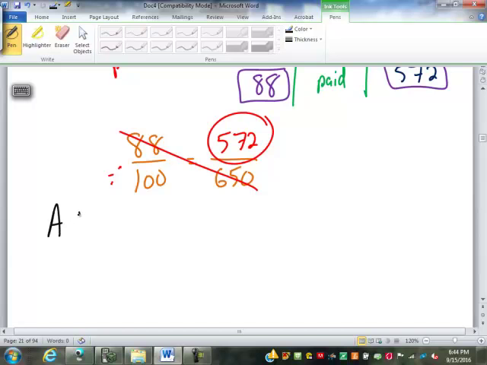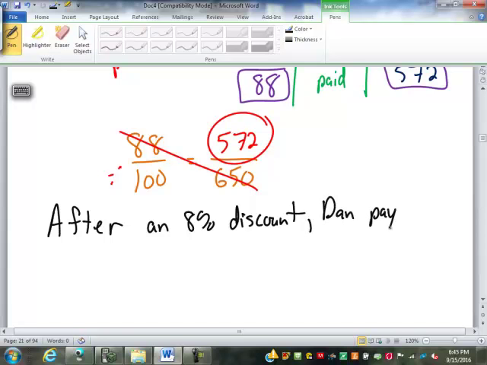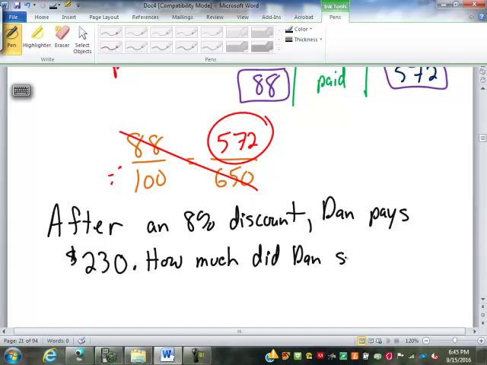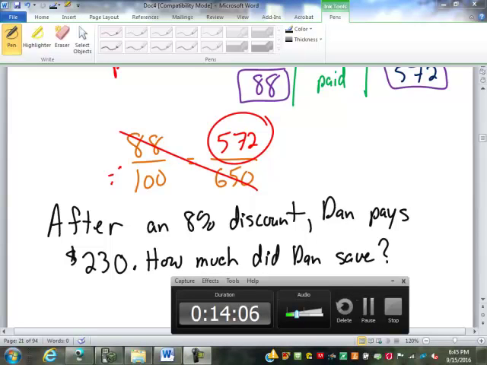So for example, after an 8% discount, Dan pays $230. How much did Dan save? Just to satisfy my curiosity, I want you to try this in your notes quick.